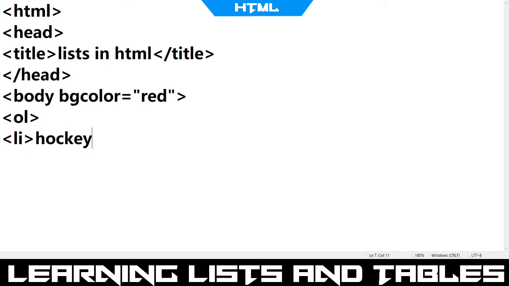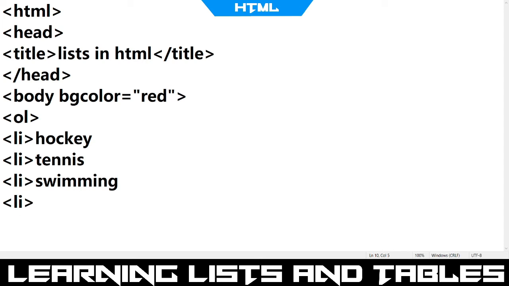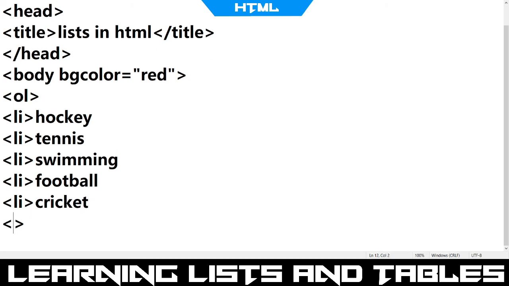So the first one was hockey. Then again take the li tag. Now here I want to write down tennis. Now again take the next list item. You can write down any favorite sport of your choice. Same way we can add here football. Then the last list item is cricket. Okay. So now see, I have taken an ordered list, and now I will close it with the closing OL tag.